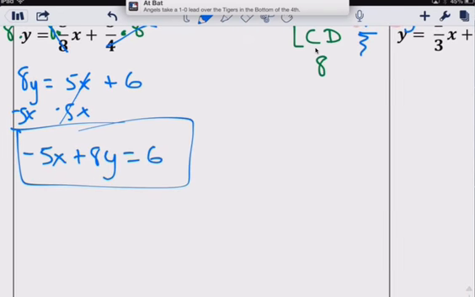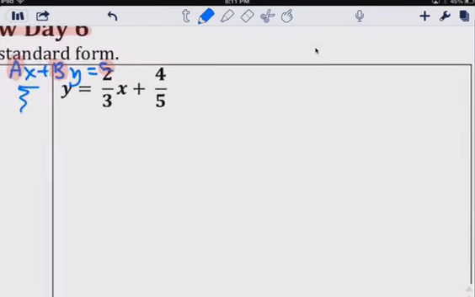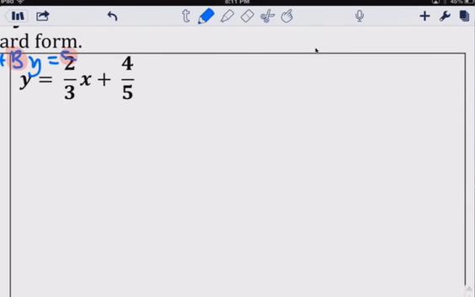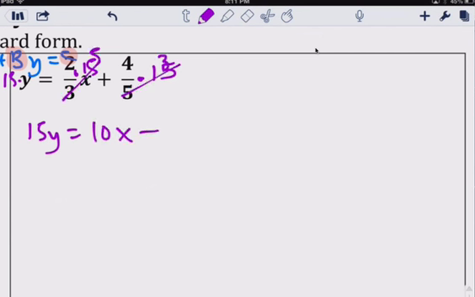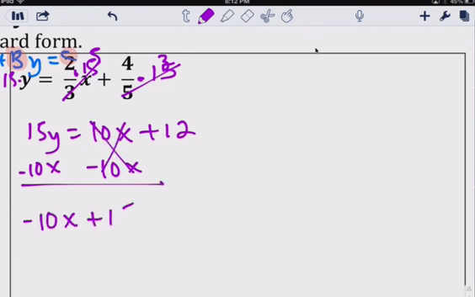Standard form is important to find the x and y intercept. Okay. Hint, hint. The least common denominator here is 15, so times 15, times 15. Okay? 15y equals 5. That's 10x over 3 plus 12. Minus 10x, minus 10x, eliminate that. Negative 10x plus 15y equals 12.